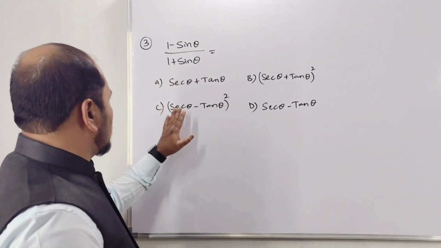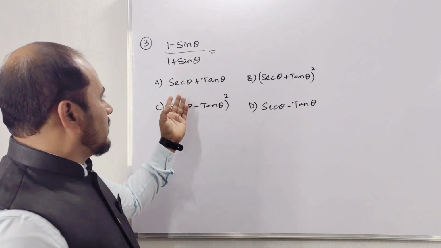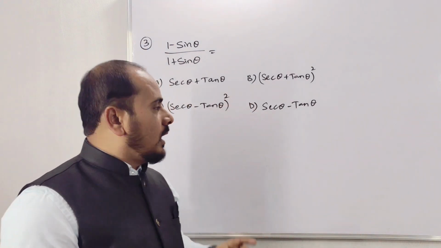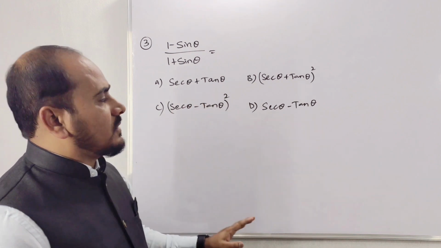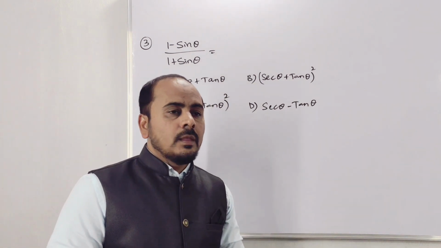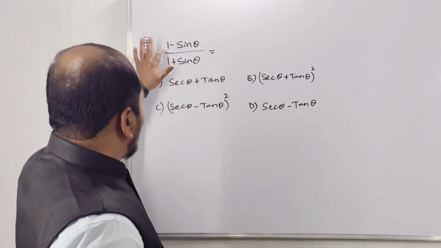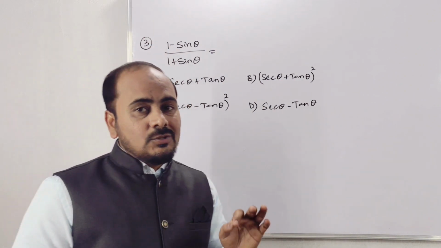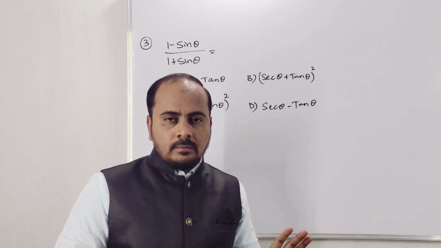Now the third question is on the board. 1 minus sin theta divided by 1 plus sin theta is equal to, the values were given here. Observe that 4 options were given and all are in terms of sec theta and tan theta. So my dear aspirants of DSC, this question, 1 minus sin theta by 1 plus sin theta, is given in the textbook of 10th class only.